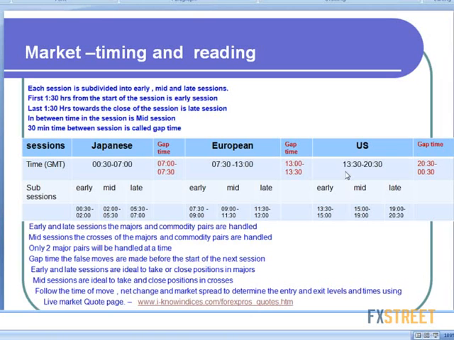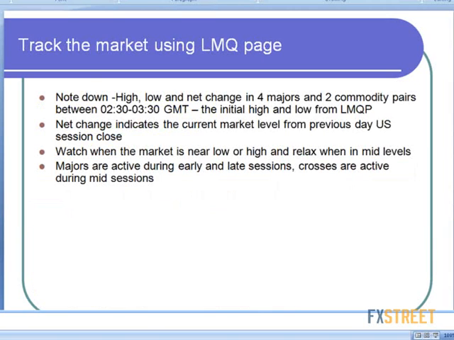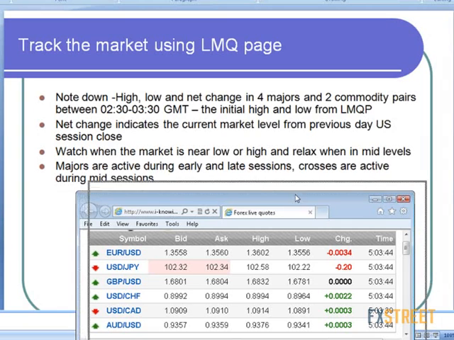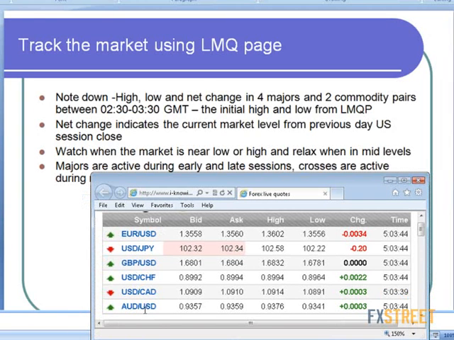So after identifying the timings, we need to go to the live market quote page. In the live market quote page, you come across the 4 majors and the 2 commodity pairs being listed, and their bid and ask are given, and also the high and the low, and also the net change, and then the GMT time frame.